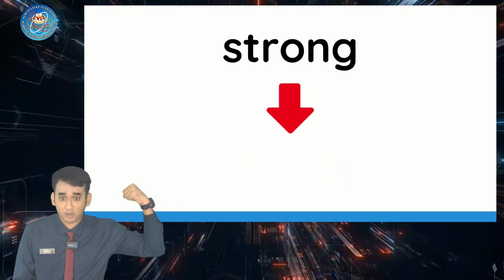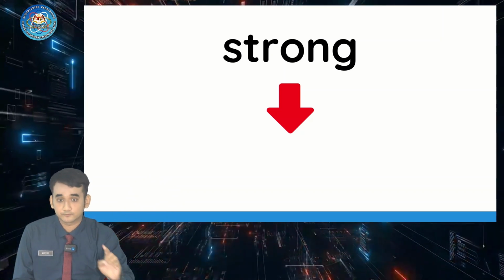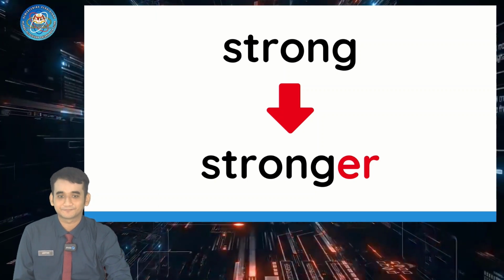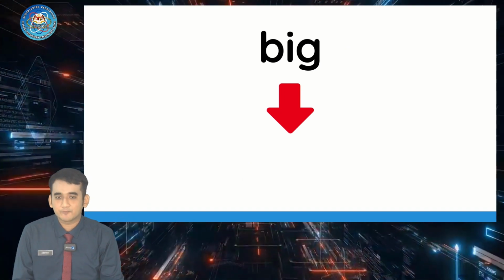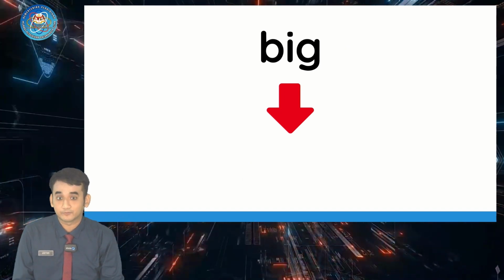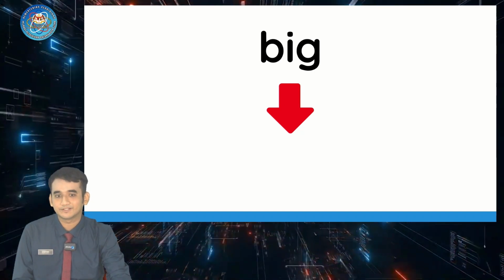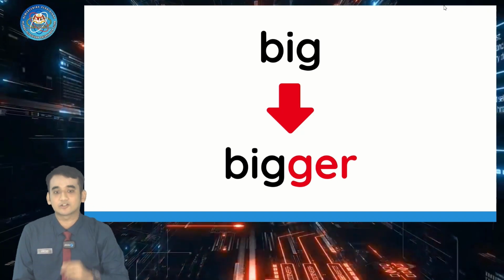This is the word strong. What is the comparative form for strong? You guessed it, stronger. And this is the word big. What is the comparative adjective for big? Remember the rule. Yes, bigger. You need to double the consonant letter.